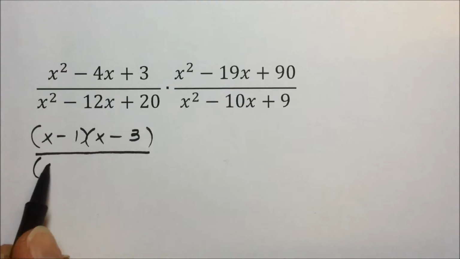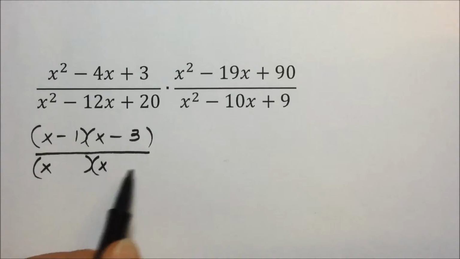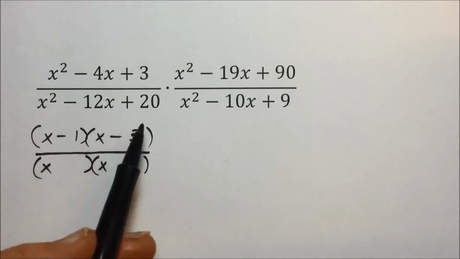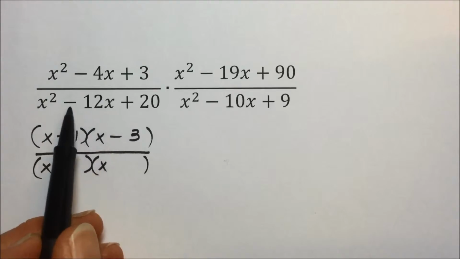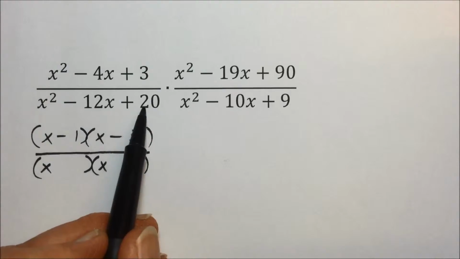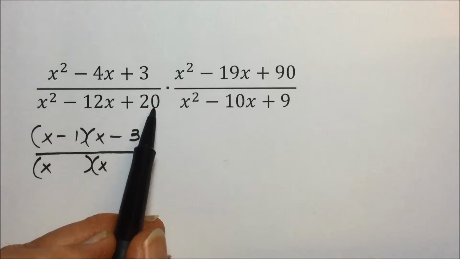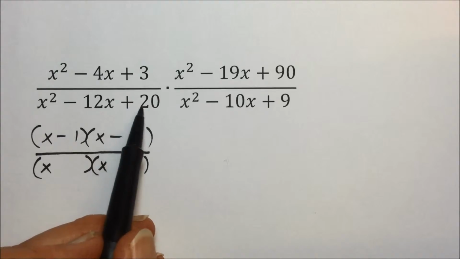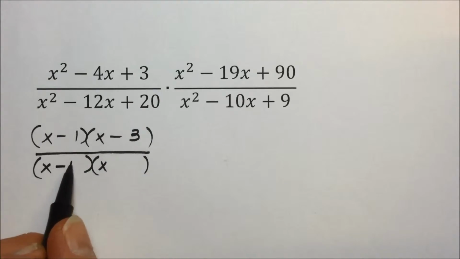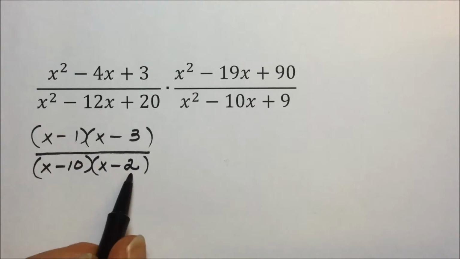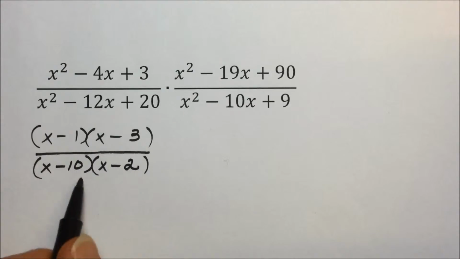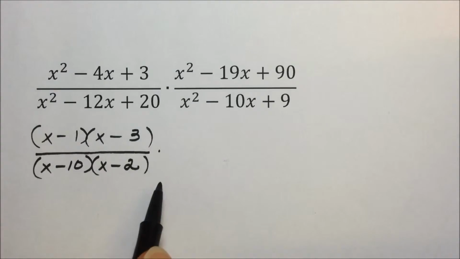In the denominator, our x squared came from first terms in our binomials being x. We're looking for factors of 20, both signs the same, both negative, that add up to be negative 12. And if you go through your options, a negative 10 and a negative 2 do give us a positive 20 and do add up to be the negative 12.